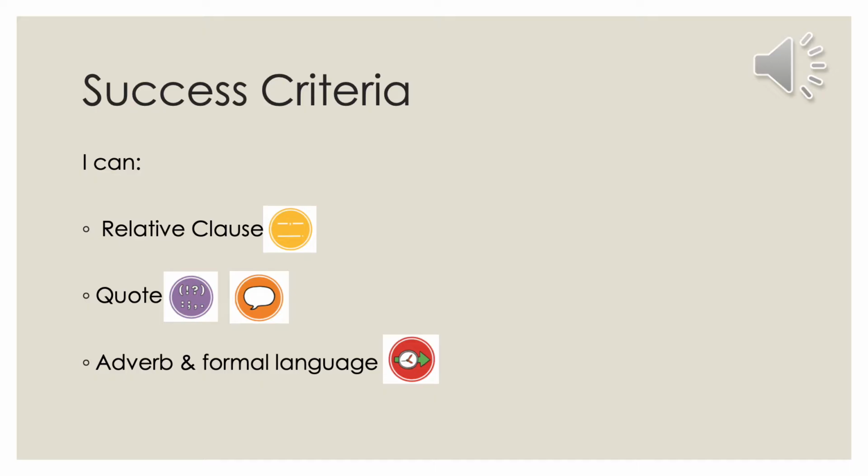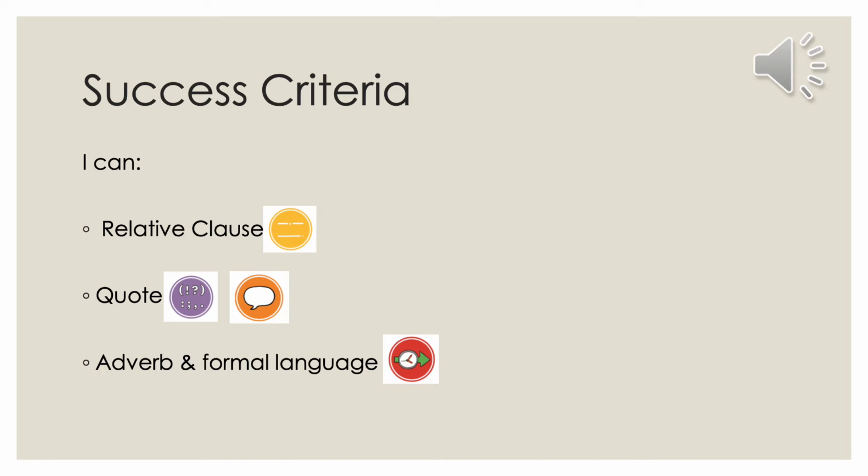So here's our success criteria today. We're going to have 3 sentences just like we did yesterday. This will be the same for every sentence stacking lesson that we do now. So in the first sentence we're going to use a relative clause and that is to do with our sentence structure. So we've got that symbol for sentence structure.